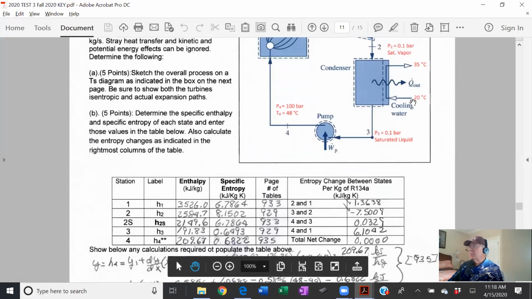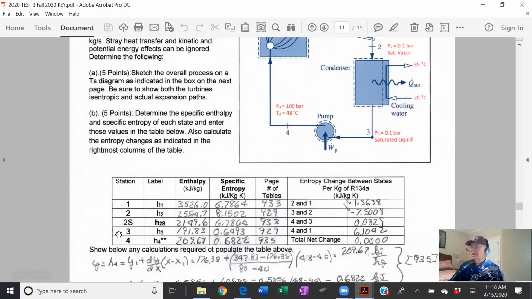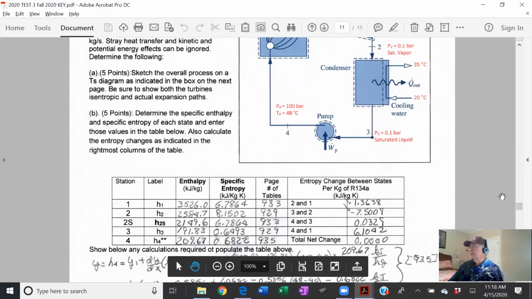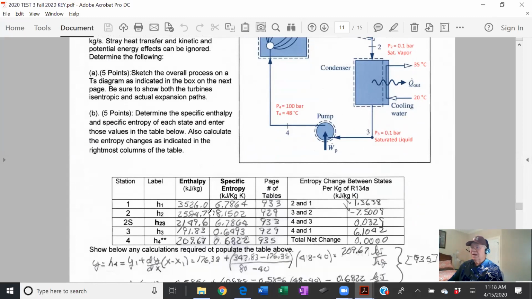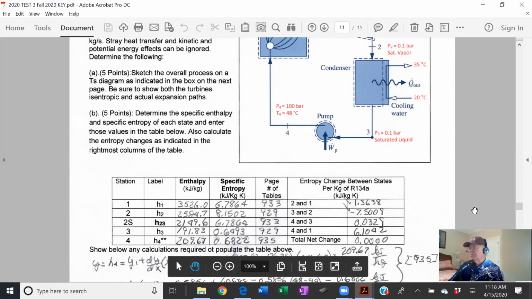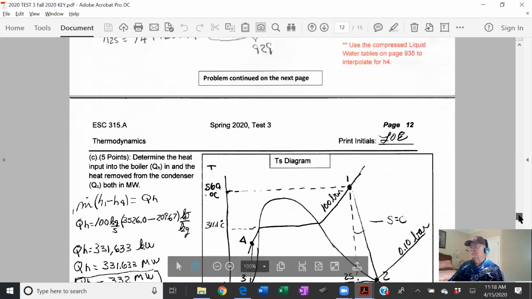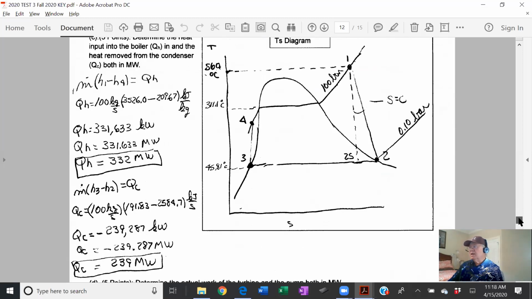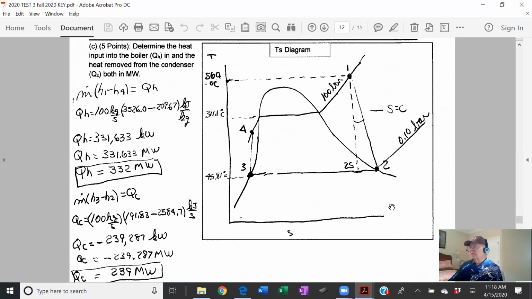You were given the actual points coming out of the compressor, which was this. That's H2, and you're asked to calculate H2S. And to do that, you had to realize the entropy at state 1 is equal to state 2s, and you had to interpolate to get that. Here's how the diagram looks. Pretty rough looking drawing here. But the main thing to remember is there's 2 levels. The low pressure here was 0.1 bar. The high pressure here was 100 bar.